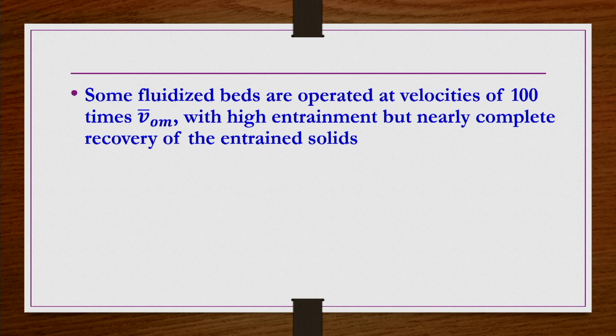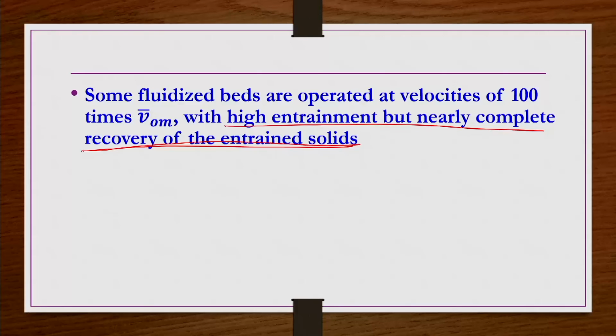So, some fluidized beds are operated at velocities of 100 times the minimum fluidization velocity with high entrainment, but nearly complete recovery of the entrained solids. Sometimes, if you are not worried about the entrainment of the solids, because you are able to recover them and send them back to the bed, you can have a circulating fluidized bed. So, under such conditions some fluidized beds are even operated at 100 times the minimum fluidization velocity, provided the flow is under laminar flow conditions. This is all, remember, under laminar flow conditions.